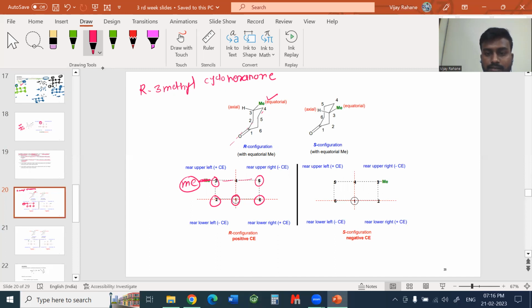Similarly, in the next S configuration structure, this methyl will be on equatorial.